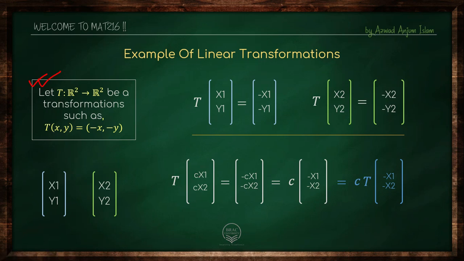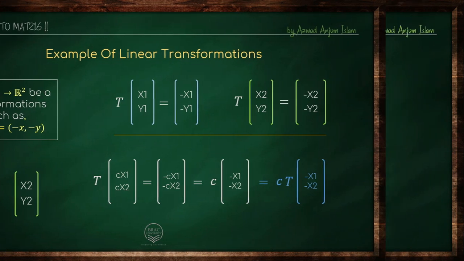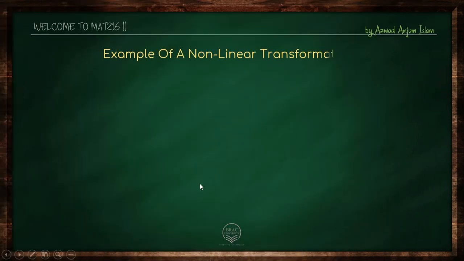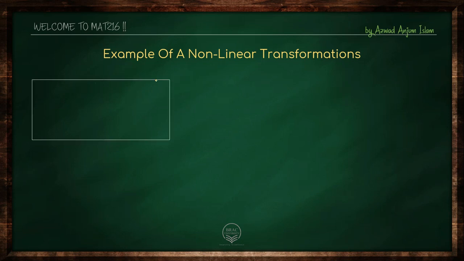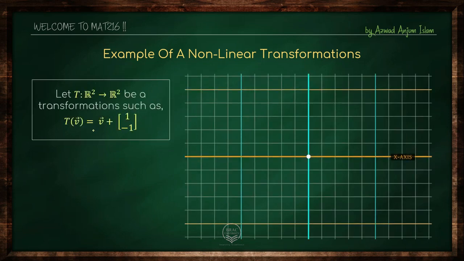Well, pretty straightforward, right? Before wrapping up, let's see another example where the definition of the transformation is actually not a linear definition. The definition of this transformation tells us that it deals with 2-dimensional vectors and transforms them into some other 2-dimensional vectors. This is a transformation from R squared to R squared, and the definition is it simply adds this special 1, minus 1 vector to the original vector, and that is the result of the transformation.